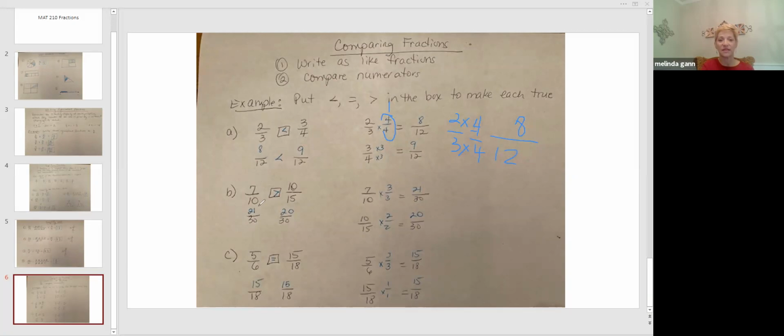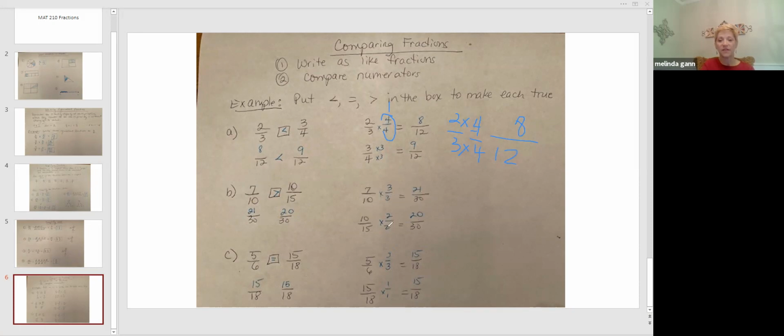Well, what about 7/10 and 10/15? Again, I had to find the least common multiple between 10 and 15 using prime factorization or intersection of sets, and it was 30. So I'm going to change both of these fractions to have 30 on the bottom as a denominator. Well, what do you multiply 10 by to get 30? 3. So if you multiply the denominator by 3, you got to multiply the numerator by 3. And 7 times 3 is 21. So 7/10 is the same thing as 21 over 30.